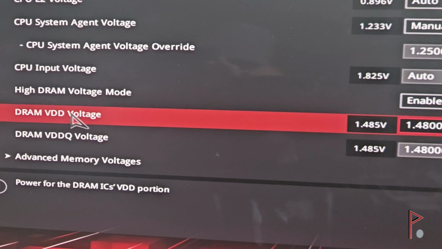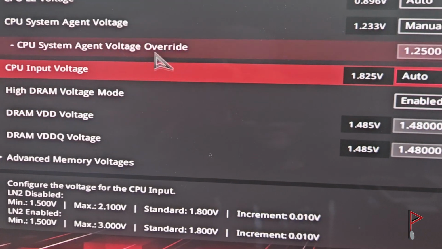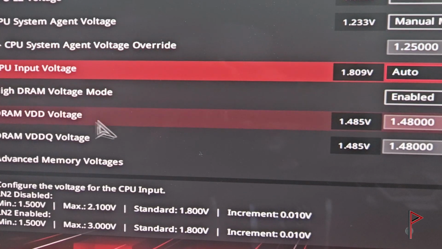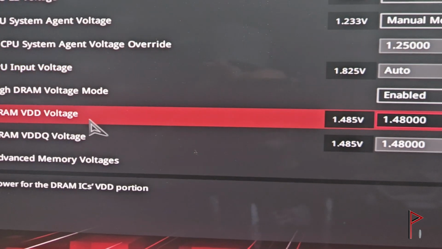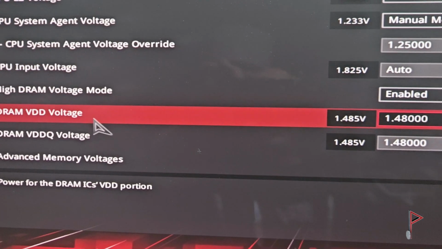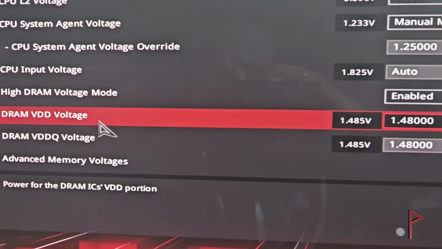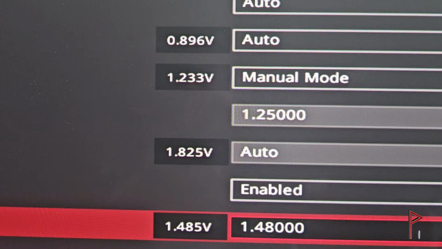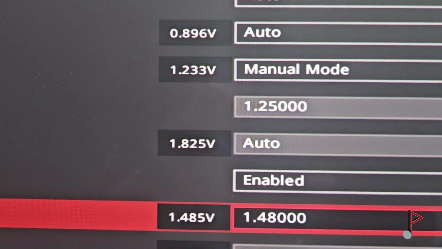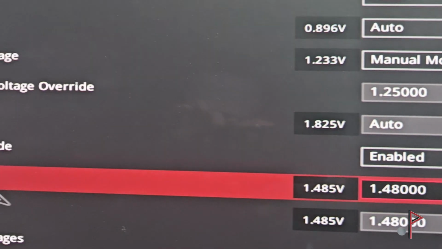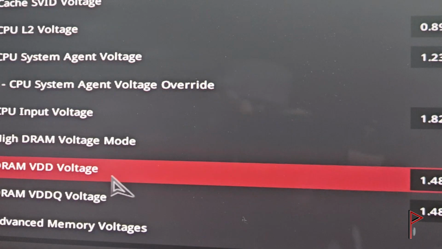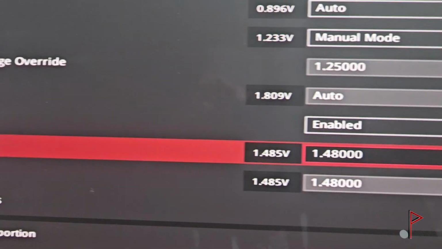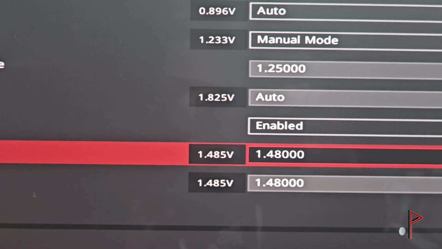So I hope that's a sufficient explanation of system agent voltage, which we changed here, manual to 1.25, which I know is stable and should be fairly stable for whichever 14900K system you're running. But again, as I mentioned, there's a possibility of a reverse chip. DRAM VDD and DRAM VDDQ voltages, which I tuned to 1.48 earlier.